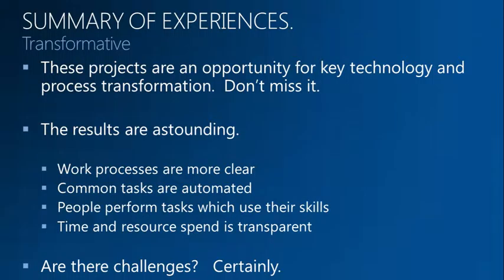What we found is that the results of this are astounding. Work processes are simply more clear because they're documented. They have to be. Common tasks are automated. People perform tasks which use their skills. You're not just taking a person, putting them in front of a keyboard, and having them do task, task, task over and over. We're allowing people to be effective at using the skills that they've been given. And we see that time and resource spent is much more transparent. Now, does implementing this have some challenges? Absolutely. And that's what we're here to talk about today.